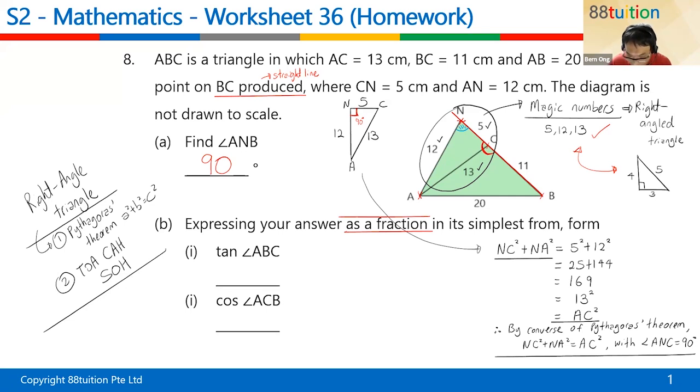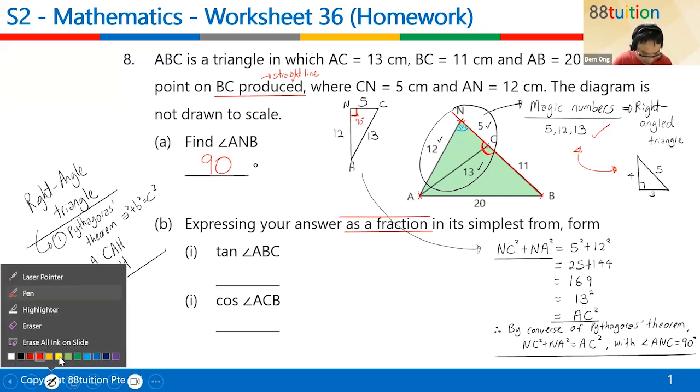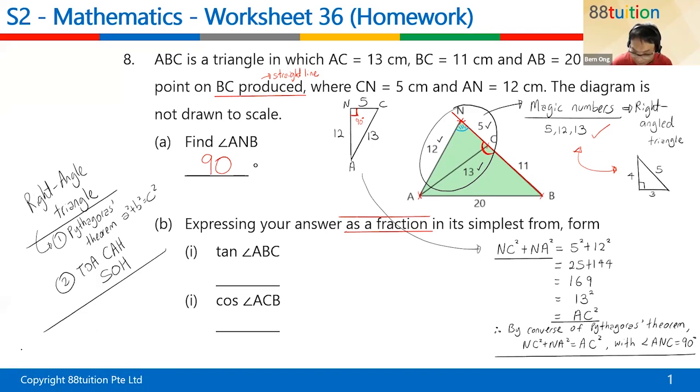Tangent ABC. Where's tangent ABC? So you mark the angle, tangent ABC is down here. Sure, this triangle is very ugly, I know. So let me draw it out to make it less ugly, because sometimes it's very hard to visualize if your diagram is not clear, right? So use your own initiative.